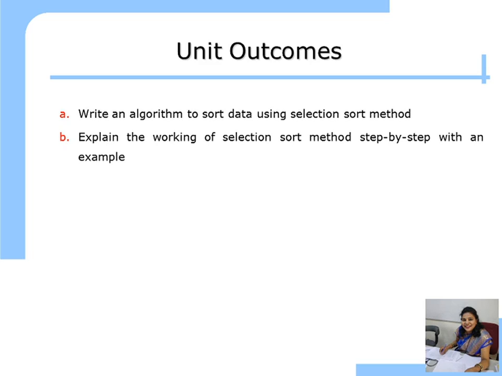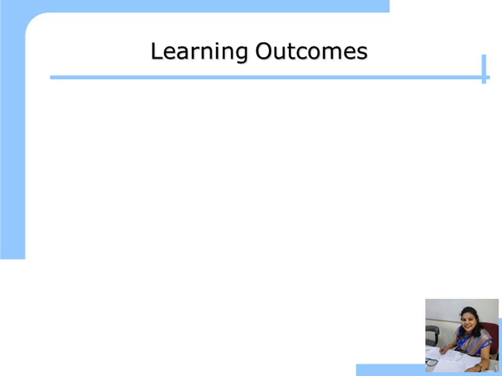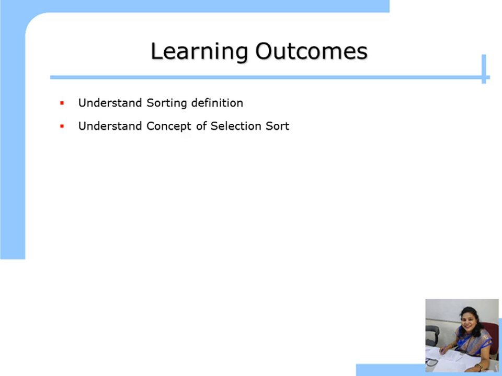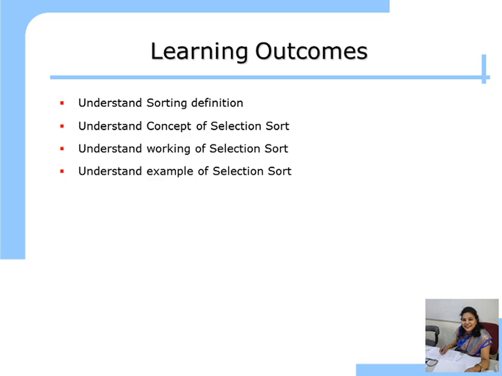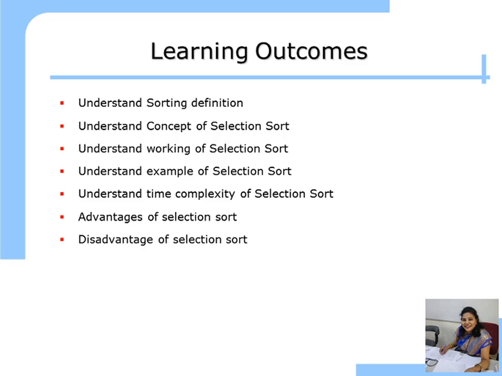So, the unit outcomes of this topic are, after learning this, you should write the algorithm to sort the data using the selection sort method. You should explain the working of the selection sort method step by step with an example. The learning outcomes of this video are to understand the sorting definition, concept of selection sort, working of selection sort, example of selection sort, time complexity of selection sort, and advantages and disadvantages of selection sort.